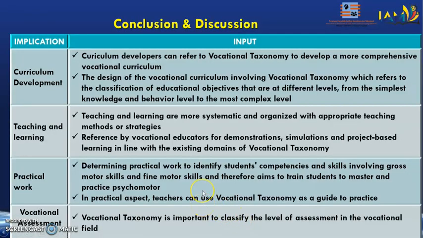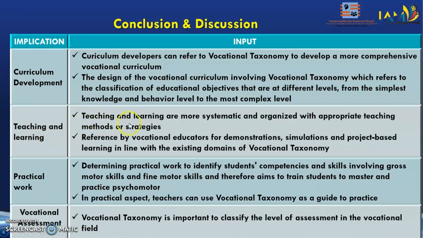Now we come to the conclusion and discussion. Based on these findings, I conclude that the implication of developing the vocational taxonomy for vocational education starts with curriculum development. Curriculum developers can refer to the vocational taxonomy to develop a more comprehensive vocational curriculum. The design of the vocational curriculum involving the vocational taxonomy refers to the classification of educational objectives at different levels, from the simplest knowledge and behavior level to the most complex levels.